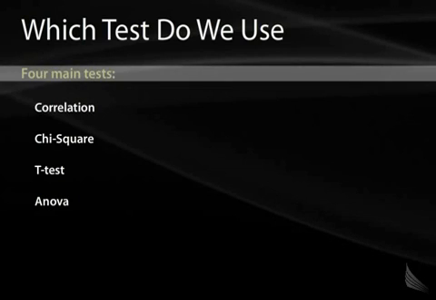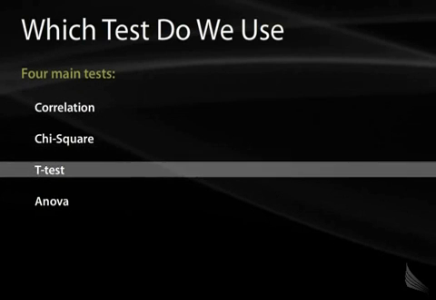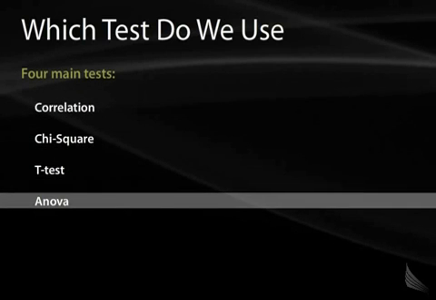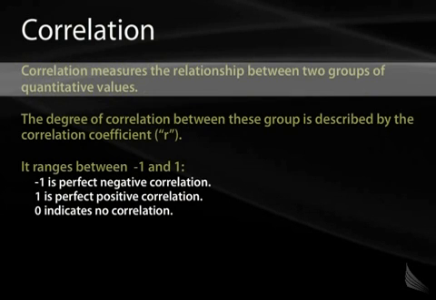This will guide you into what direction you will go into in terms of making your statistical determination. The four main tests we'll discuss here are correlation, chi-square, t-test, and ANOVA. Correlation. Correlation measures the relationship between two groups of variables.